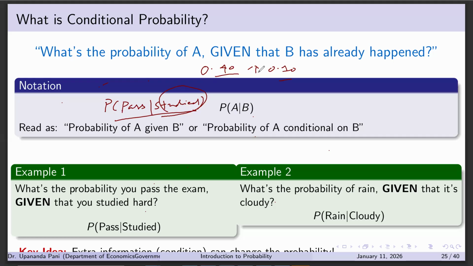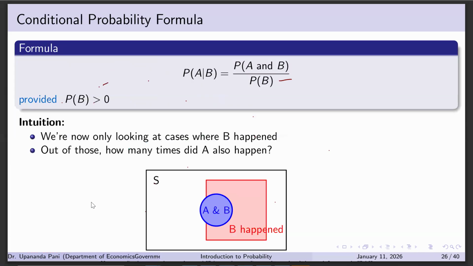Right? I hope you have understood. Sangeeta, have you understood or not? Yes, sir. If you have any doubt, you can ask me. Now we'll go to the conditional probability formula. What is the formula? Probability of A given B is equal to probability of A and B divided by probability of B, provided that probability of B is greater than 0. Please write it down.